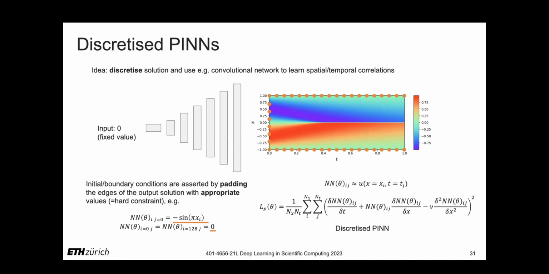There's a more clever way of doing this, which is to just fix the values. Inside PyTorch, if you get your output array, you can insert the proper values that you know for the boundary into that array, and then they're hard constrained, and you don't actually have to have a boundary loss. So it's just done by appropriate padding of the inputs.